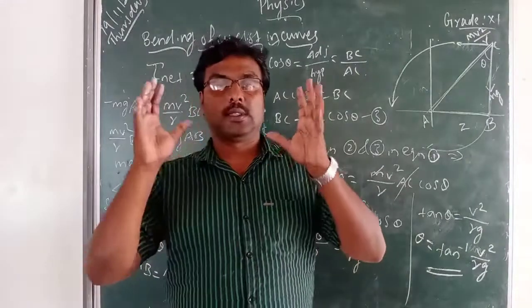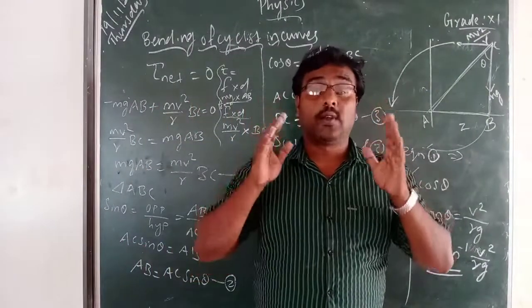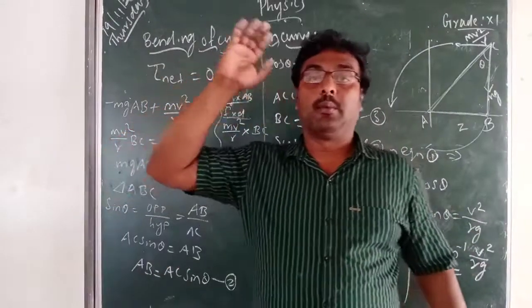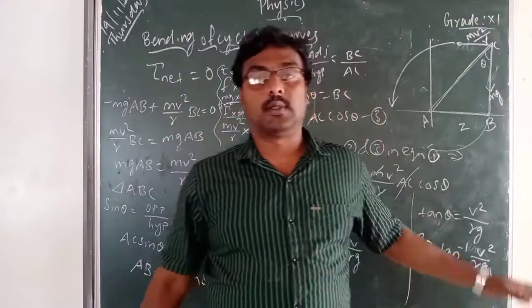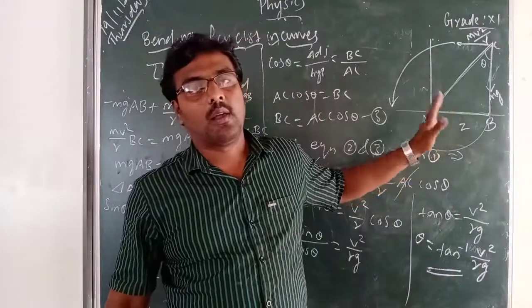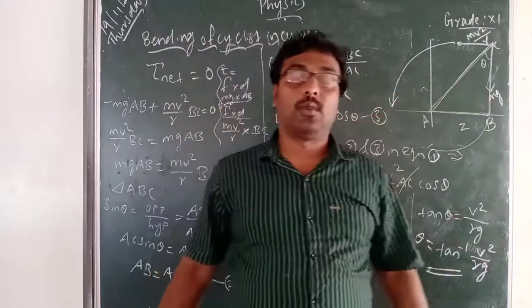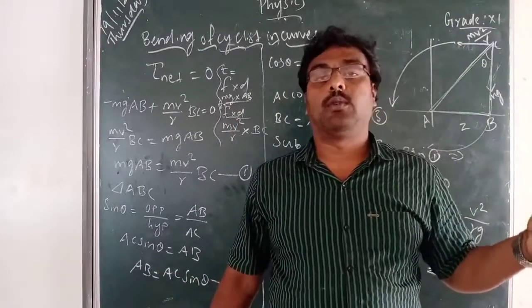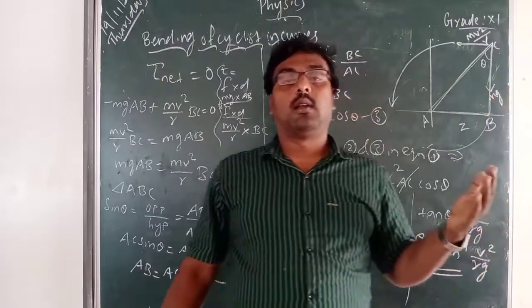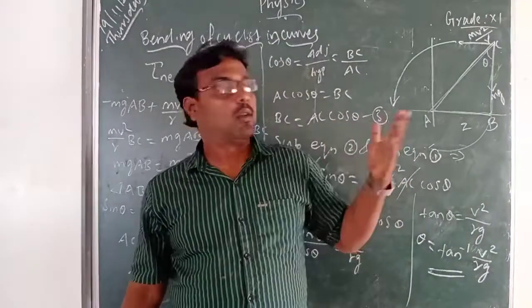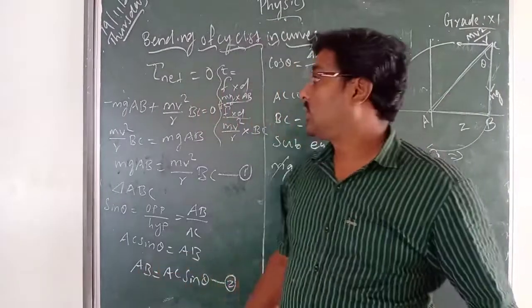Now assume a pseudo force. The pseudo force is provided by, keep it in mind, the gravitational force, and this pseudo force is mv square by r. Now there are four forces acting here. What are the four forces? Normal force, frictional force, then centrifugal force and the gravitational force.